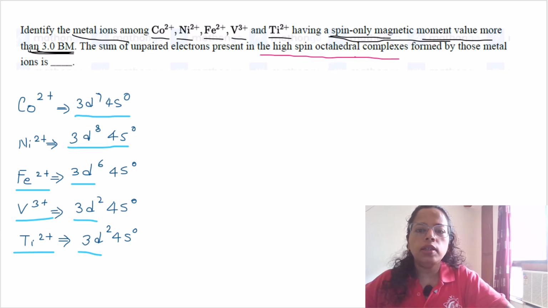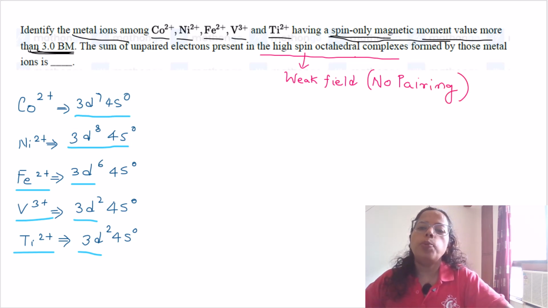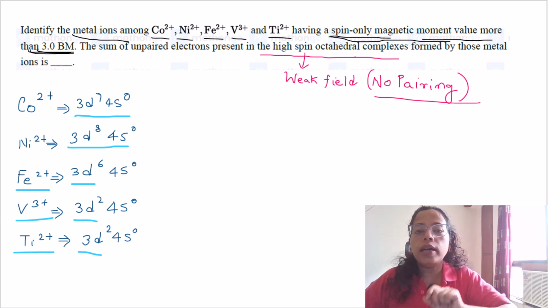So all these complexes are high spin complexes, and you know that high spin means weak field. Okay, and these weak field complexes show no pairing. That means they have no tendency to pair. That means all the 3d orbitals will be occupied singly first, and then only pairing will take place. Now I will fill these electrons in the 3d orbital in the next step.